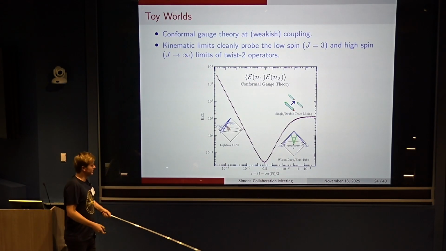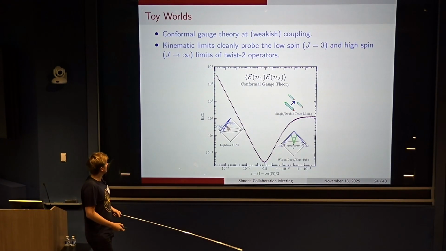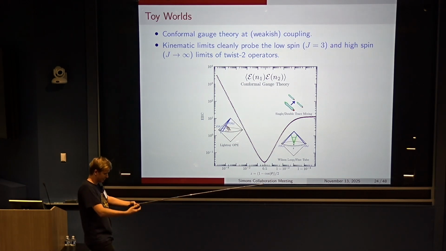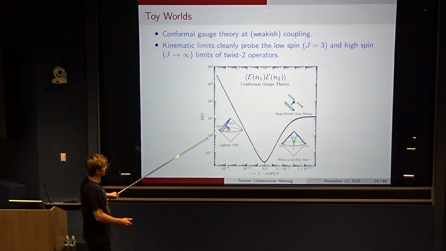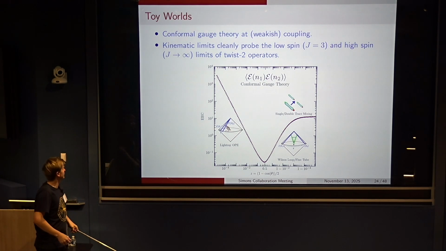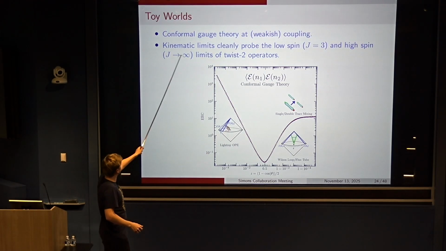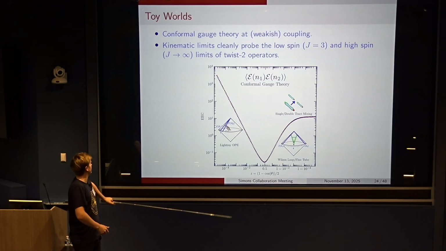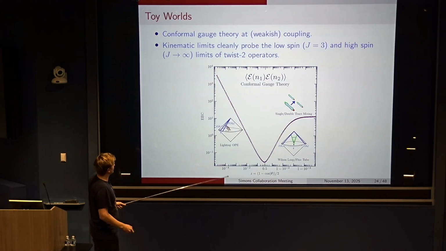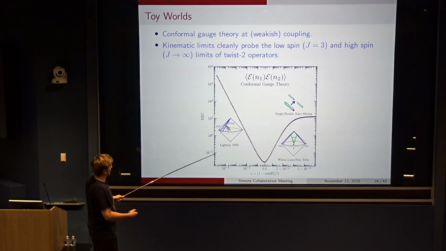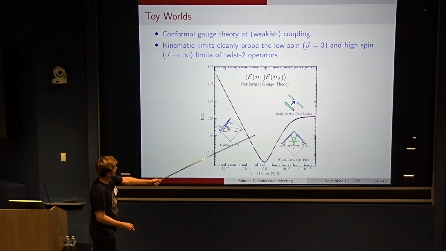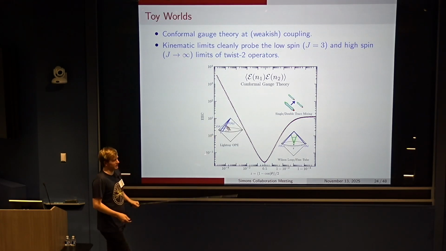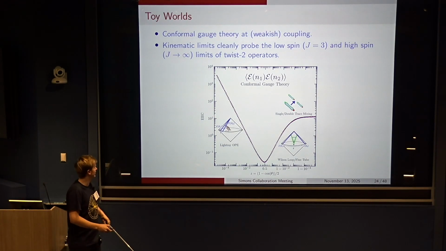So the second example, which is much more interesting, is in a conformal gauge theory at weakish coupling. One cannot do this non-perturbatively, but there are limits of the correlator which we can understand exactly in the case of a conformal gauge theory. And for this, it will really be important that it's a gauge theory, and this is, of course, because we have our eyes on QCD. What I want to do is step through how the kinematic limits, in particular this collinear limit and this back-to-back limit, cleanly probe the properties of the low and high spin limits of operators in this theory.